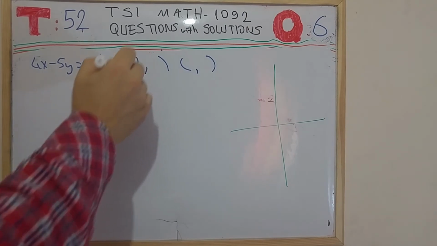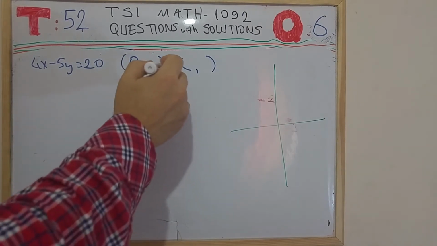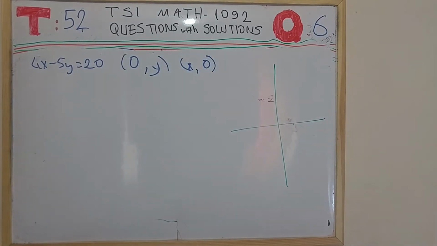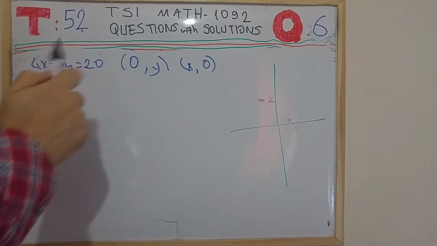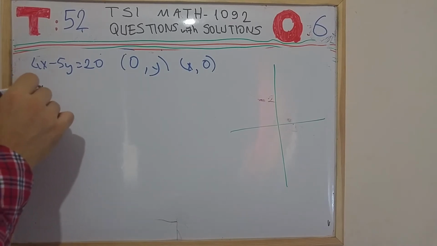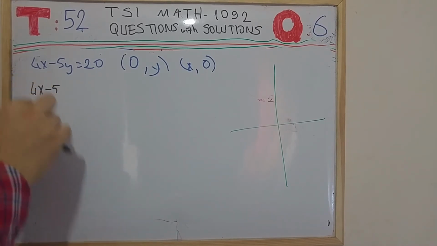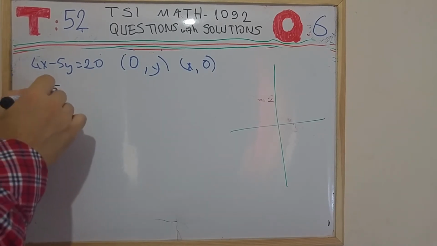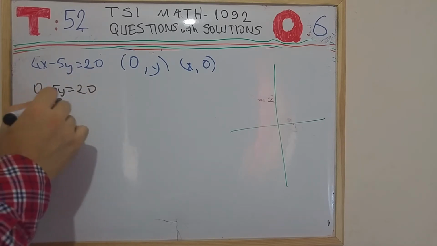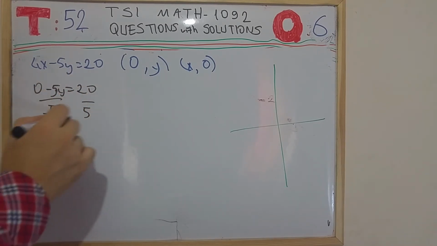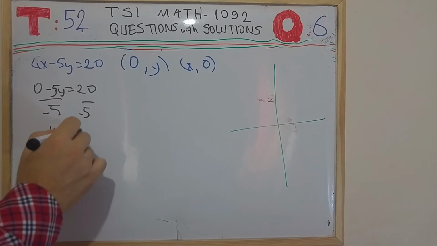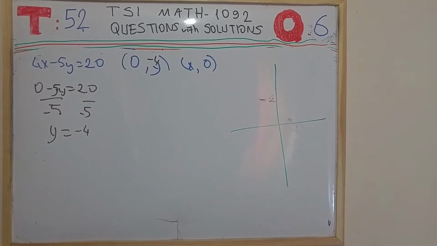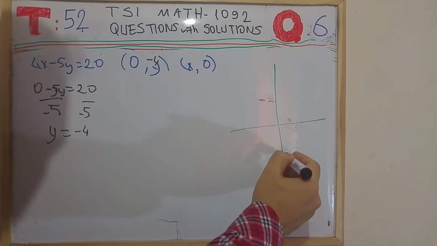Let's find the points where the axes are cut. Let's say the first one is where the x is cut, and the second one is where the y-axis is cut. Let's find these values first. For x minus 5y, as we valued x as 0, I don't need to write this. 0 minus 5y is equal to 20. When I divide each side by minus 5, y is equal to minus 4. The first point is 0, minus 4.